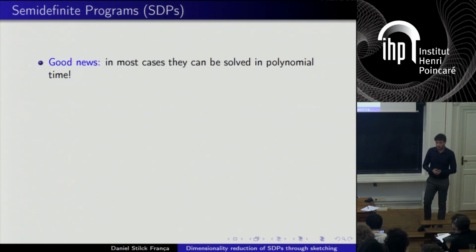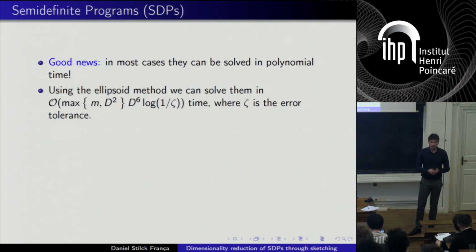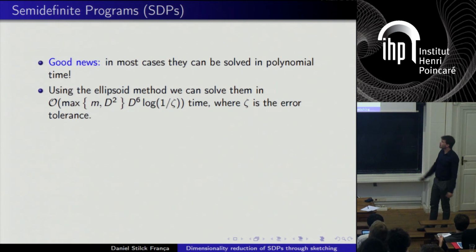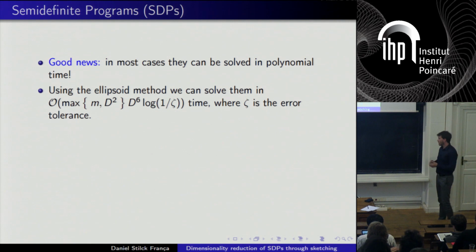Okay, so what's the good news about SDPs? Most of them can be solved in polynomial time. So for instance, if you take the ellipsoid method, which is not what you would use in practice, you can prove that you can solve them in this time. D here is the dimension, big D here is always the dimension of your matrices. M is the number of constraints you have, and this is the precision you want. So you can see it's polynomial, but it has a bad scaling.